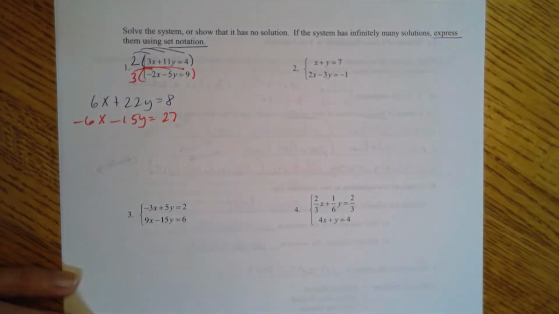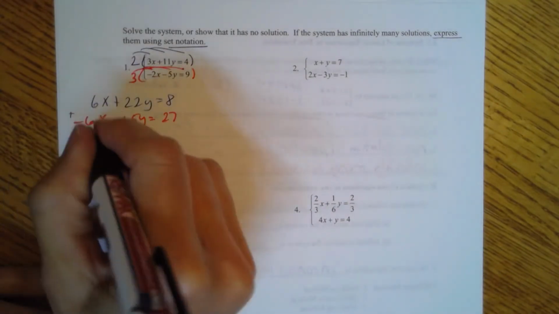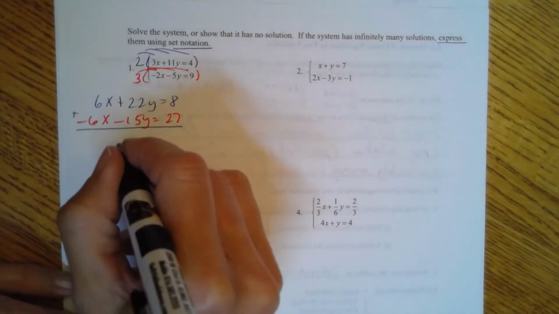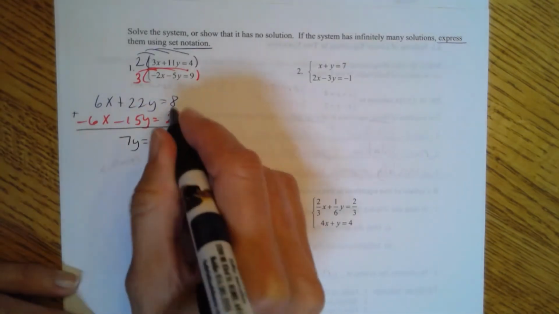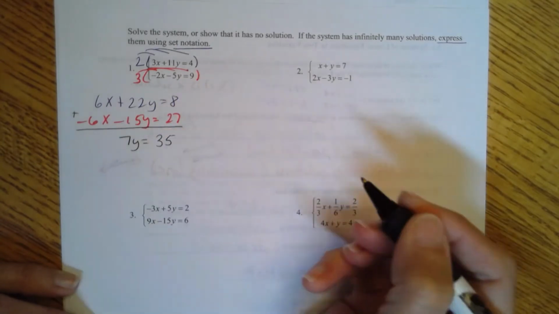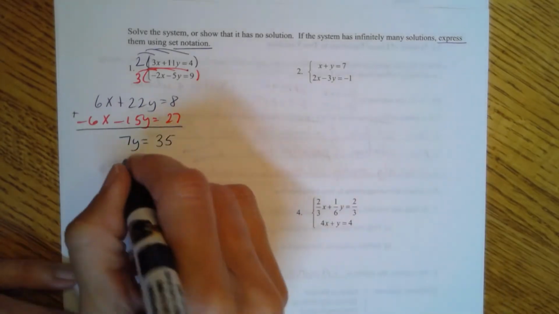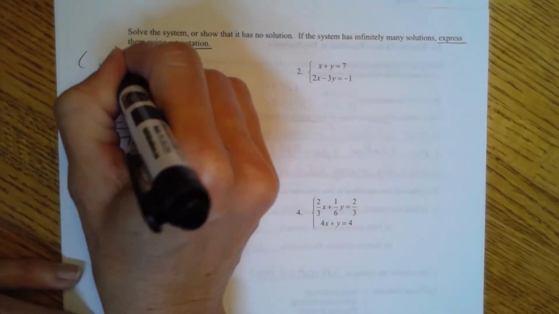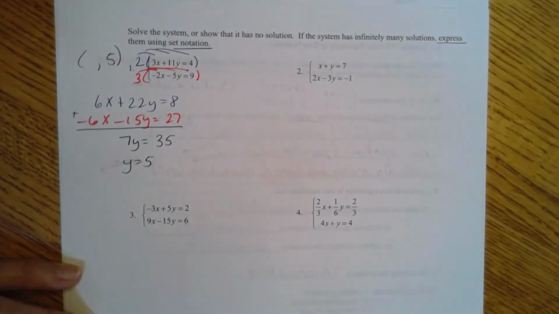Now the reason why we do these steps is because now if we add the two equations together, one of your variables should be eliminated. If not, you know you've done something wrong. So when I add these together, my x's go away. 22 minus 15 would give me a 7y, and 8 plus 27 would give me 35. So if I divide by 7, I know that y is going to be 5. So in my ordered pair, I have y being 5.